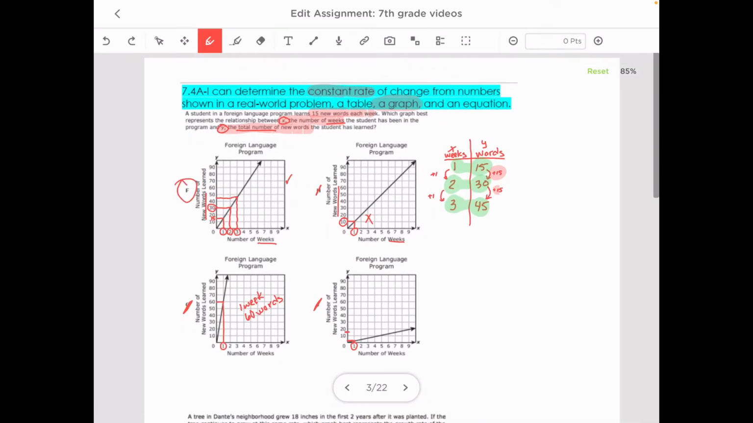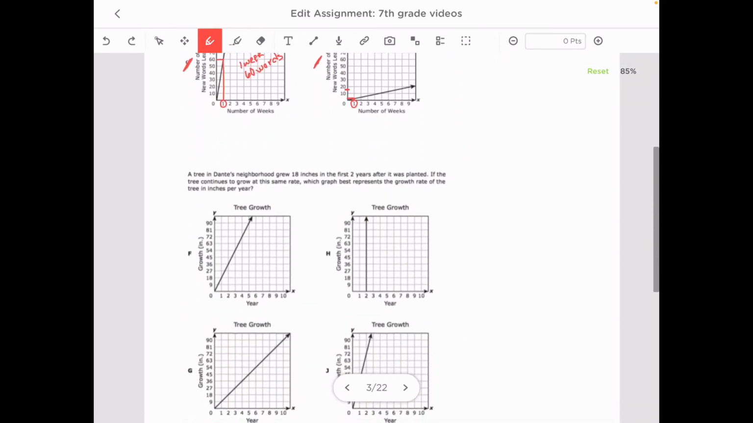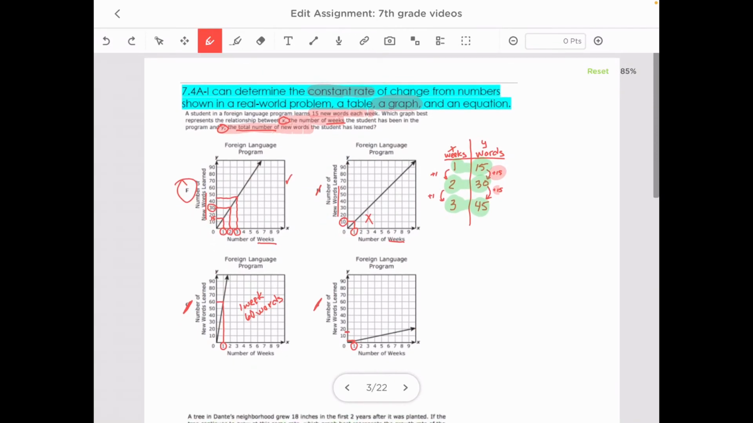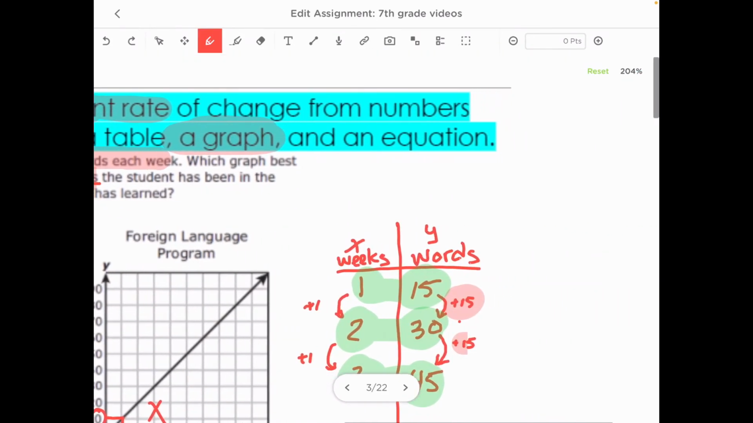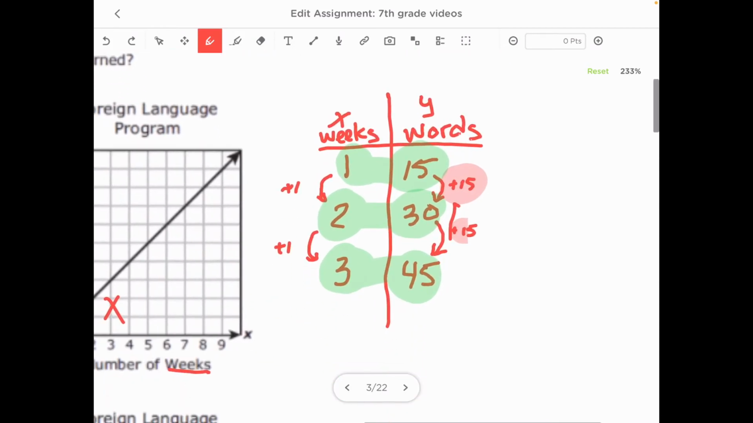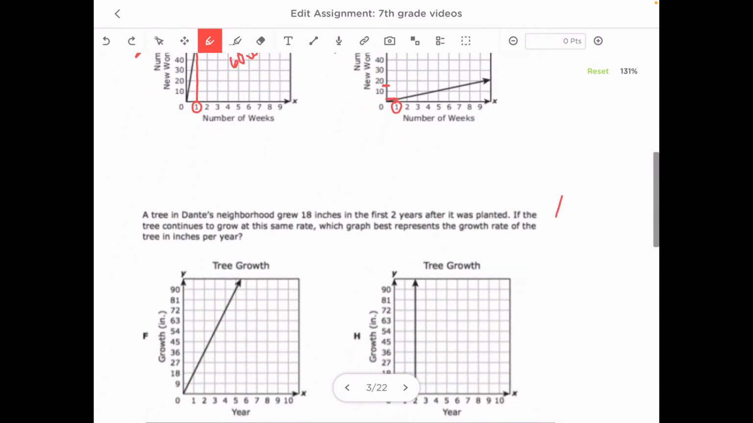Okay, now let's look at another problem, because this one was kind of easy because they only gave us one number. So we know that for 1 week, it was 15 words. And then we just kept adding from there. Now let's look at this example over here.